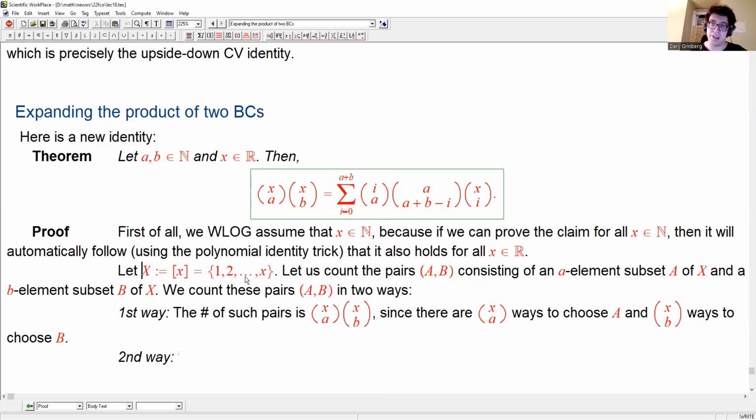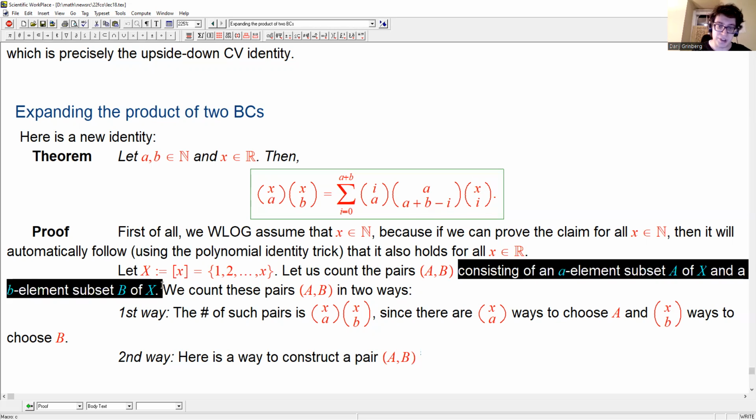So, just looking around, how could we find such a subset? We hit one possible idea. That could be the union A union B, because A union B is a subset that contains A, but in turn is contained in [x]. This brings us to the following way of constructing such pairs. So here is a way to construct a pair (A, B) consisting of an a-element subset and a b-element subset.